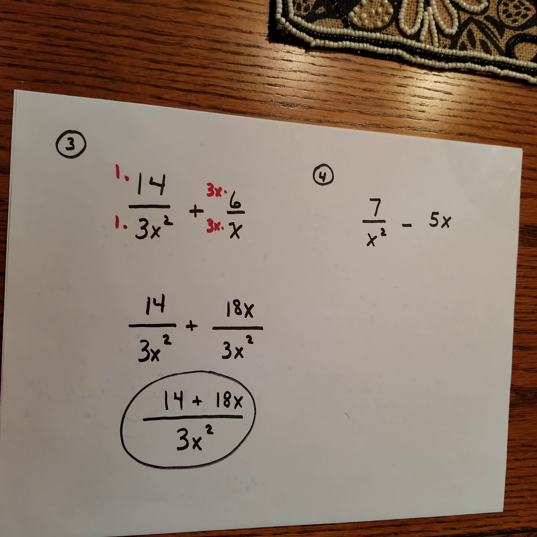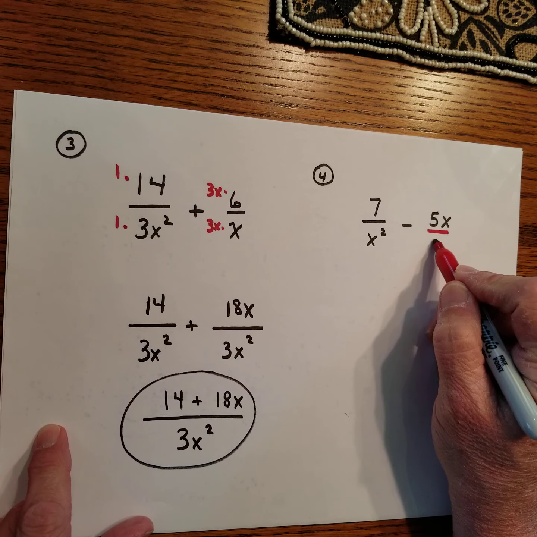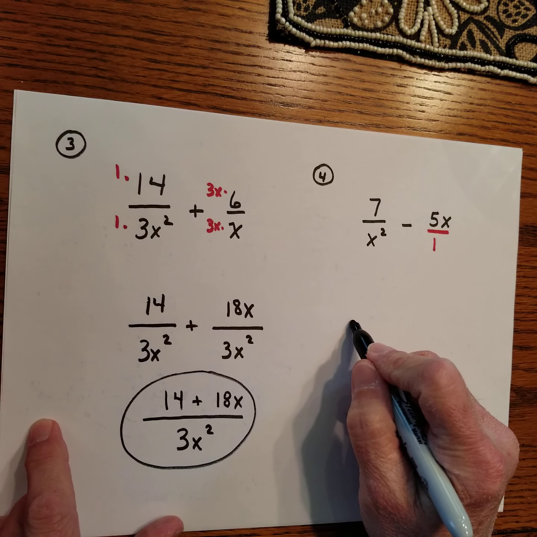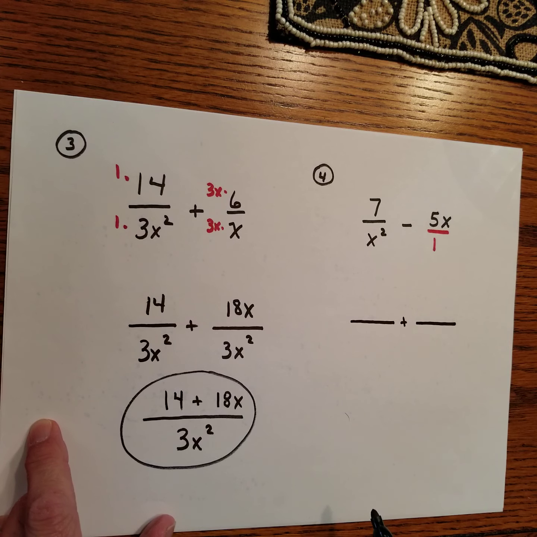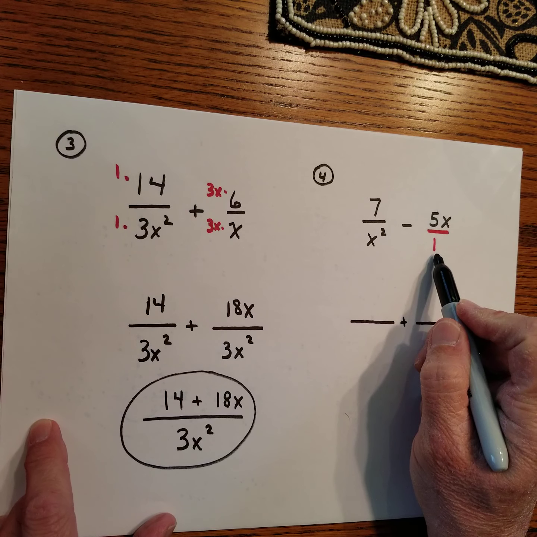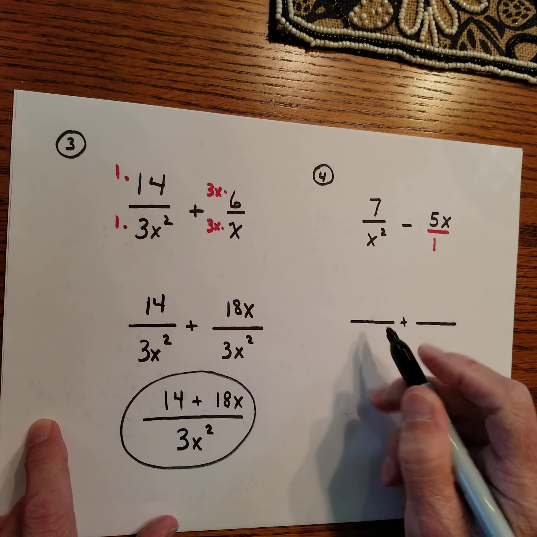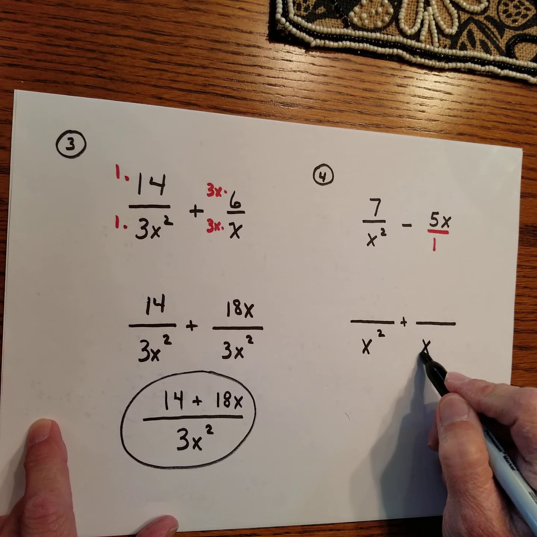Here's number 4. I notice in number 4 that this is not a fraction. Let's make it look like a fraction. We'll put it over 1. Now I need a common denominator. Check to see if the small denominator divides evenly into the big denominator. Well, 1 divides into anything, so x squared can make a good common denominator.